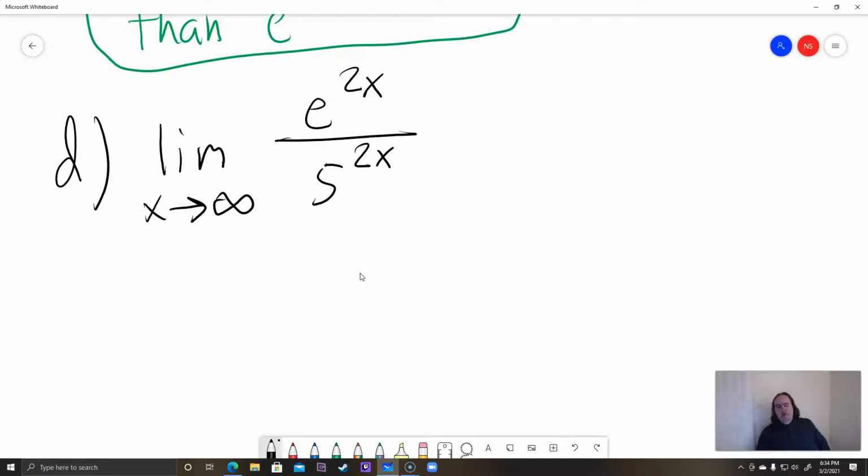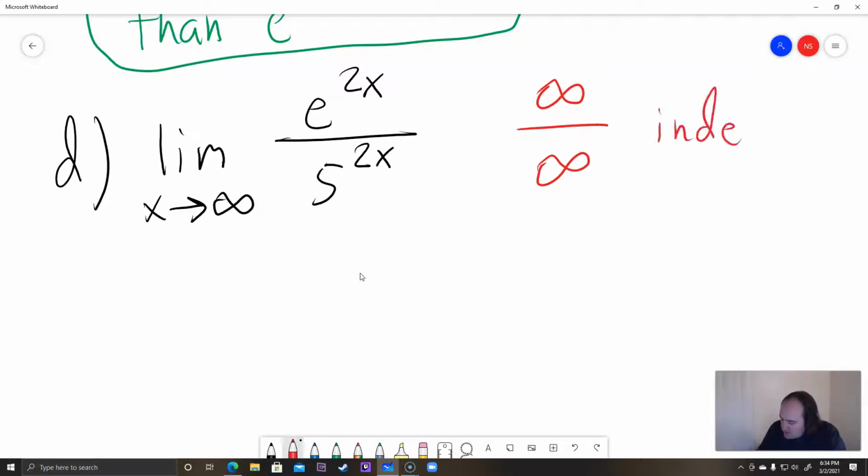Now this one's pretty interesting. So if you just plug in infinity right at the beginning, you're going to get infinity over infinity, which is indeterminate. So right off the bat, you want to do L'Hopital's rule.